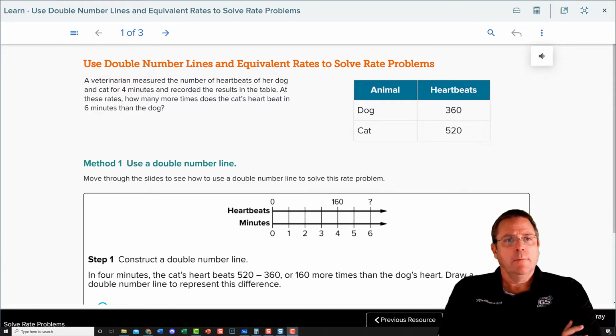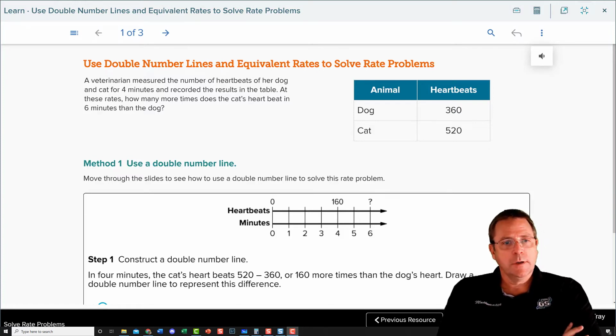A veterinarian measures the number of heartbeats of her dog and cat for 4 minutes and records the results on the table. At these rates, how many more times does the cat's heart beat in 6 minutes than the dog's heart? And we're going to look at 2 different ways of solving this.